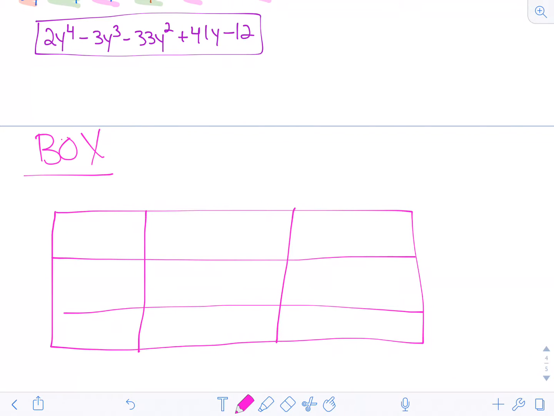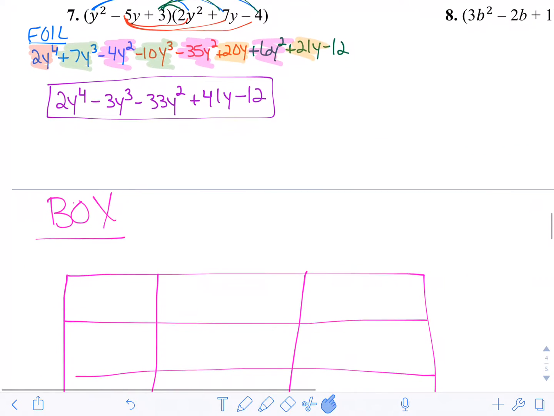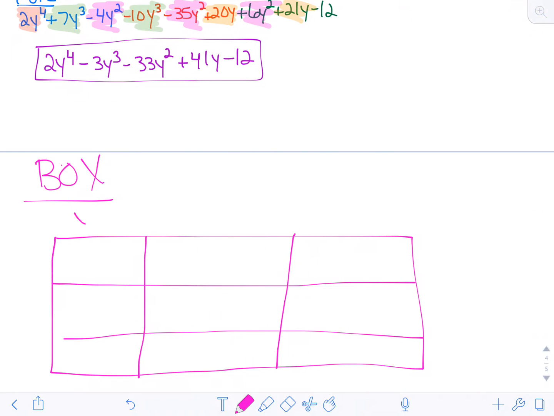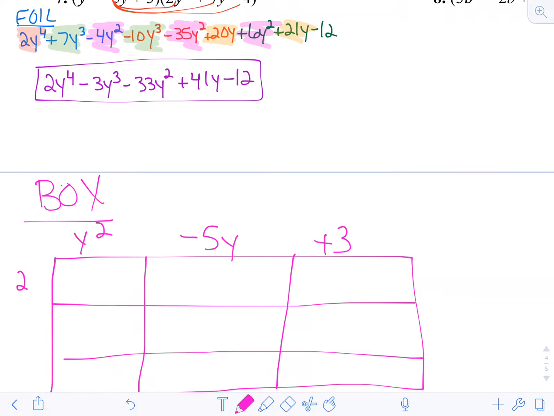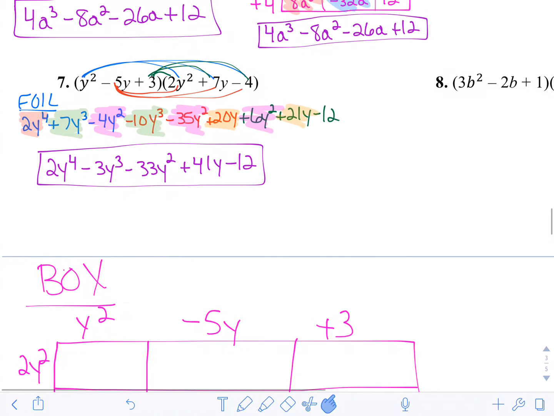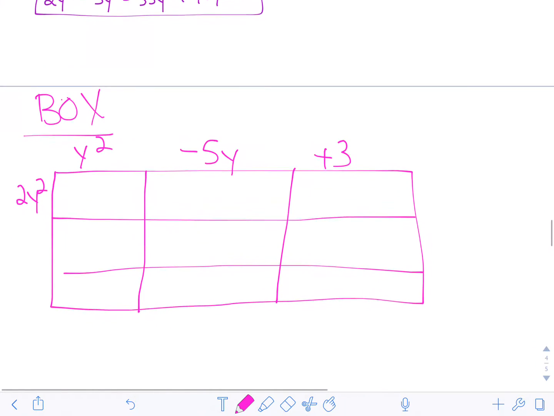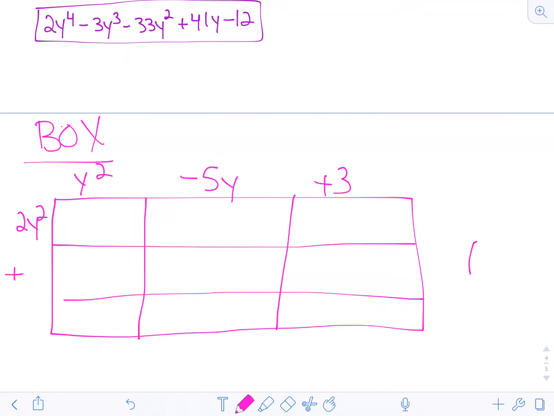Okay, so let's see what we have. We have y squared minus 5y plus 3. y squared minus 5y plus 3. And we have 2y squared plus 7y minus 4.